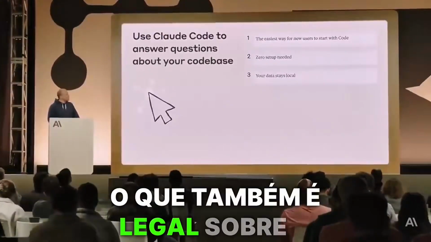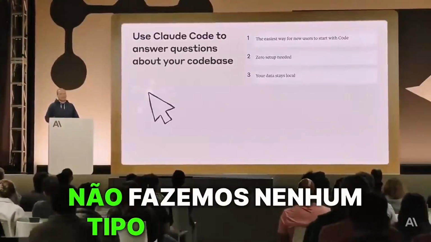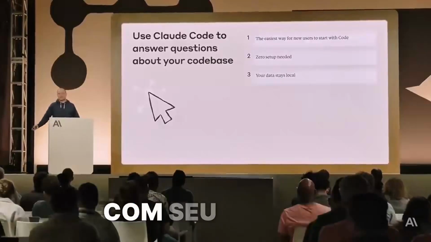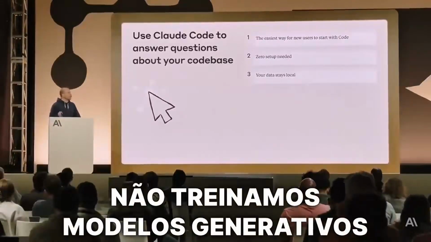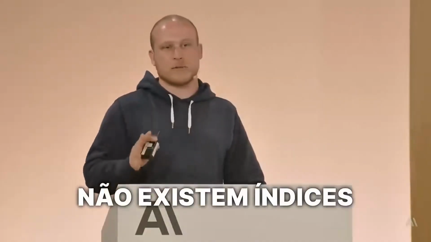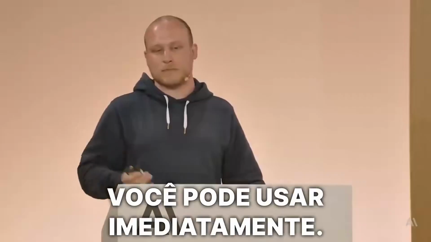What's also kind of cool about Q&A is we don't do any sort of indexing. So there's no remote database with your code. We don't upload it anywhere. Your code stays local. We do not train generative models on the code. So it's there, you control it, there's no indices or anything like this. And what that means is also there's no setup. So you download it, you start it, there's no indexing, you don't have to wait, you can just use it right away.